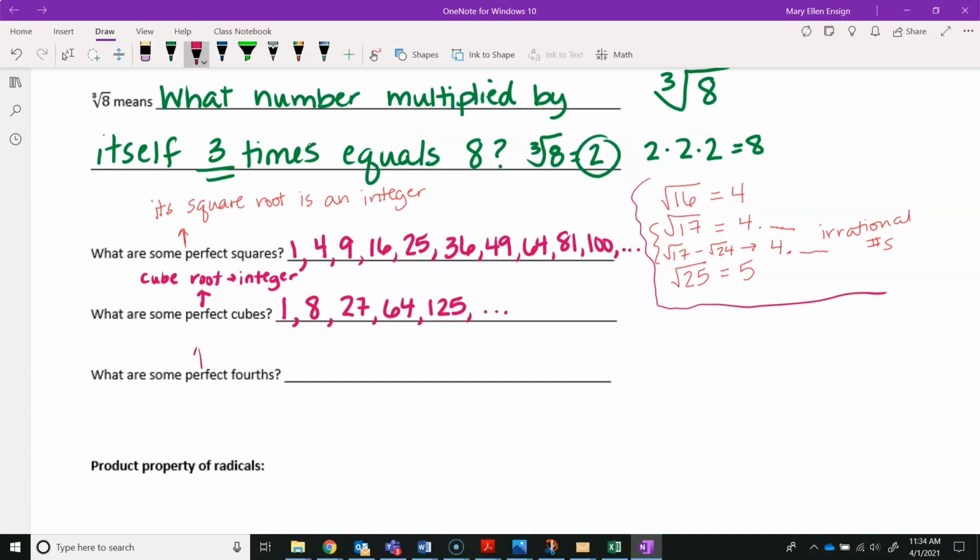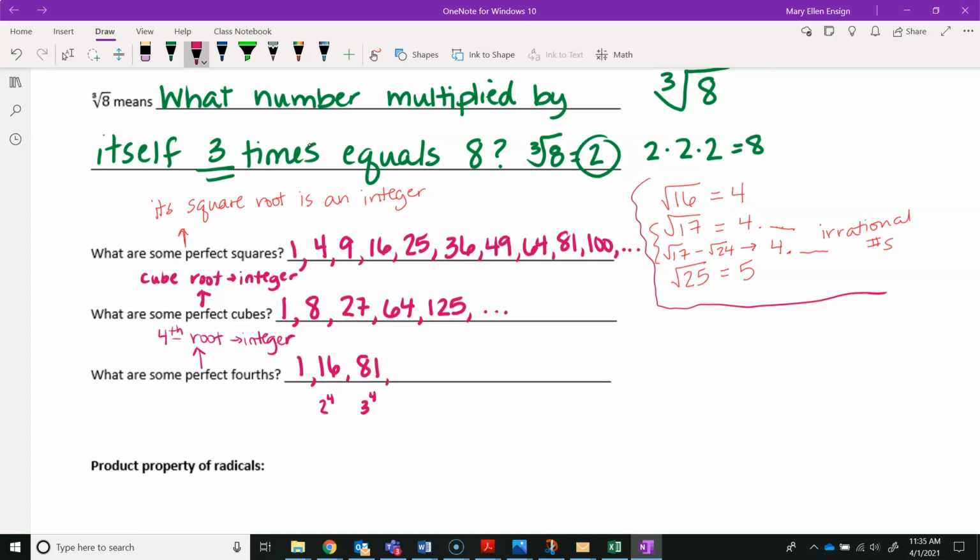How about perfect fourths? Just to kind of keep going here, the fourth root in this case is an integer. So again, think about, okay, if I take a number and multiply by itself 4 times, it's always going to be 1, right? And then 2 times 2 is 4, times 2 is 8, times 2 is 16. So this one is 2 to the fourth. 3 times 3 is 9, times 3 is 27, times another 3 is 81. So this is 3 to the fourth.